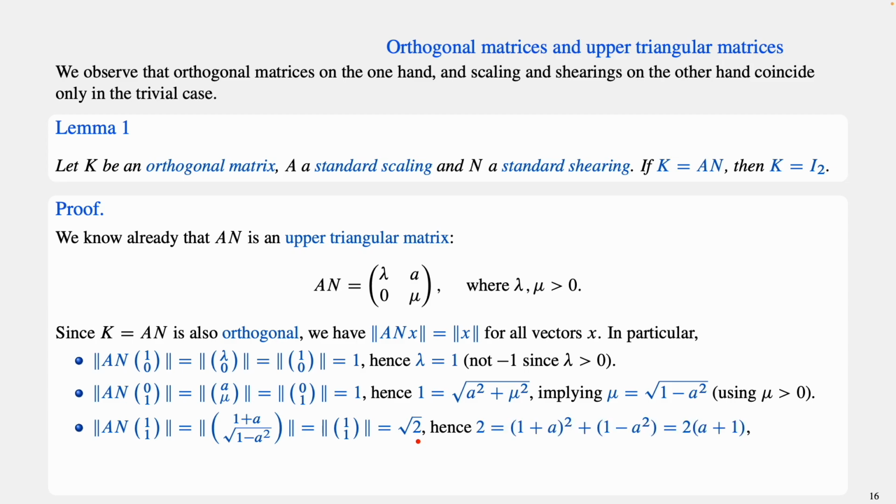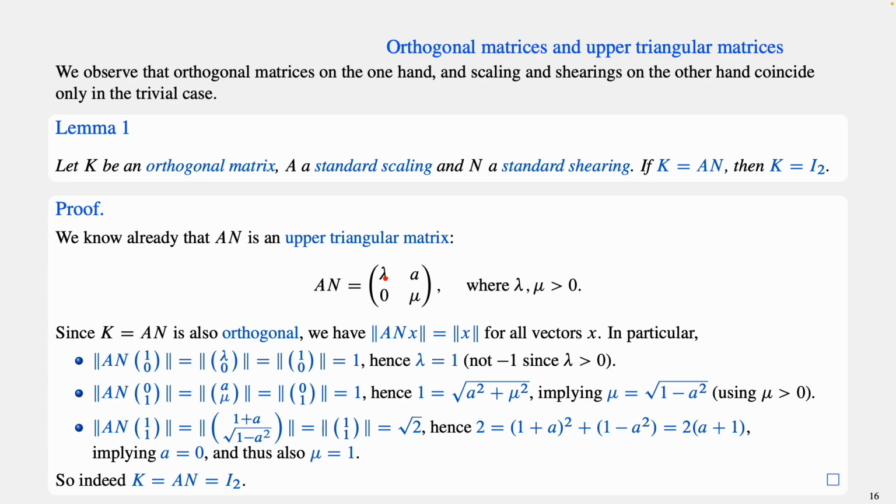So let's write this out. If we ignore the square root, so we just square the equation on both sides, we get 2 equal to 1 plus a square plus 1 minus a square. And yeah, we can simplify this to 2 equal to 2 times a plus 1. And of course, this can only be true if a is equal to 0. And a being equal to 0, if we revisit this one, means, of course, then that mu is equal to 1. So what we have found is that indeed this matrix here has to be the identity matrix.